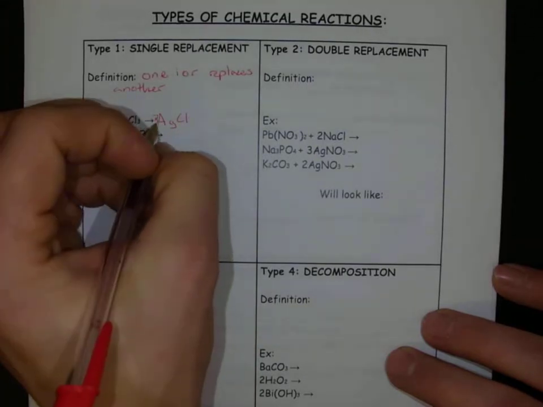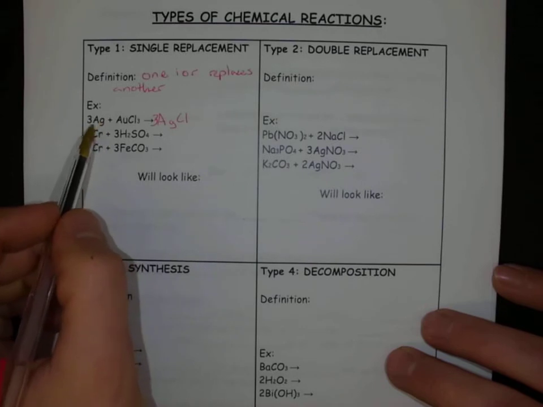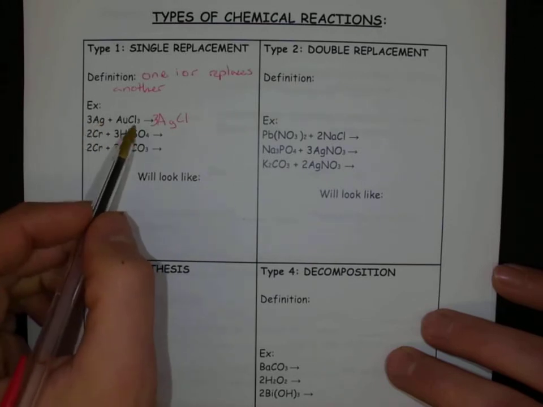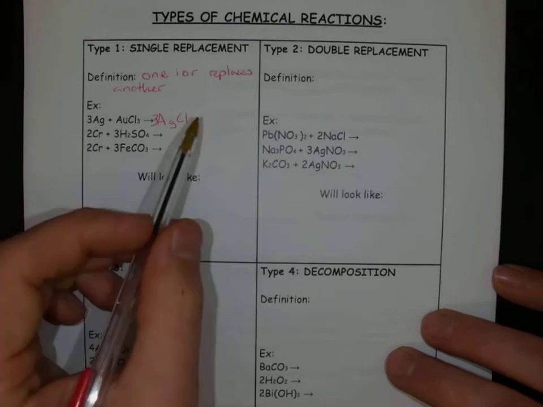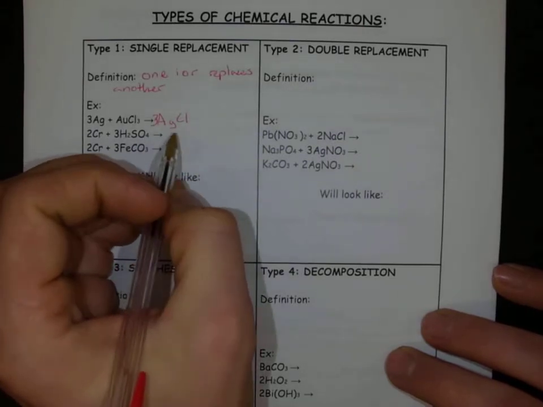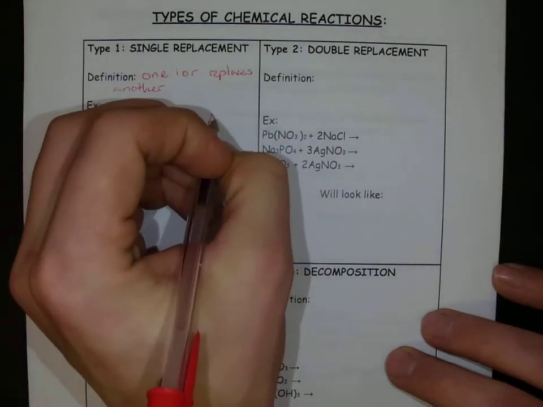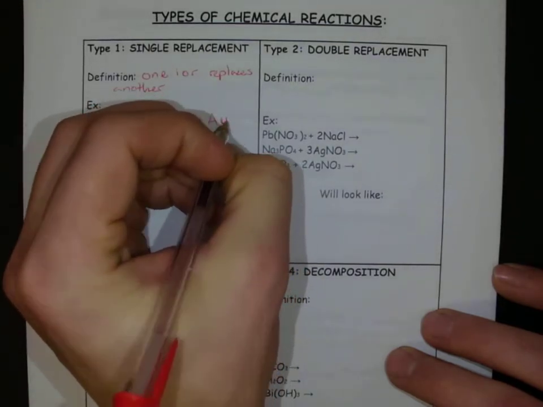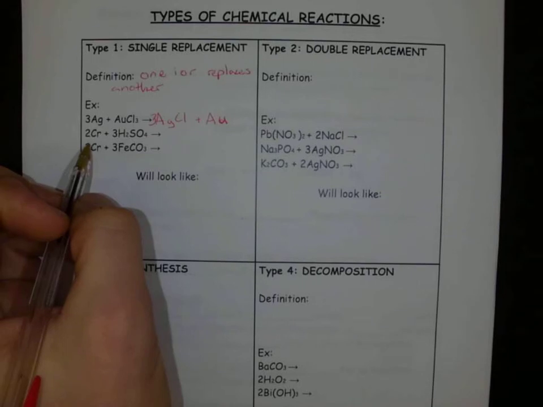Now, I know that we're going to get 3 of them here because I see 3 silvers and 3 chlorines on this side. We're going to talk about balancing our chemical reactions next time. But we've got 3 silver chlorides that form, and then what we kick off, of course, is our gold. So we've got gold sitting over here by itself, and our silver is chemically combined with our chlorine. Let's look at our next one.